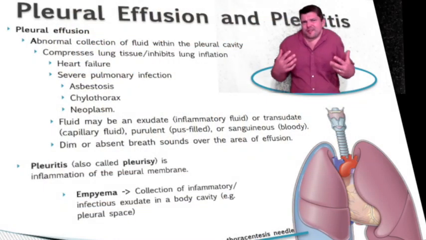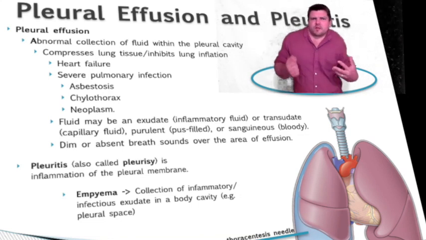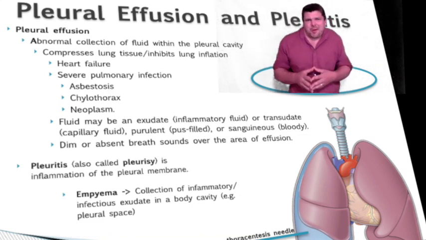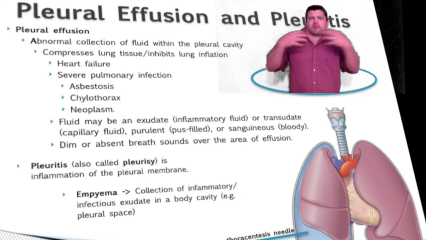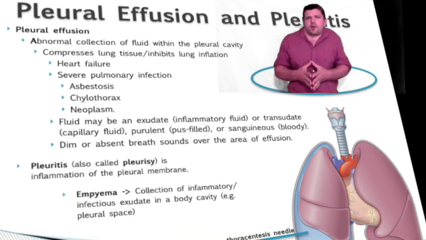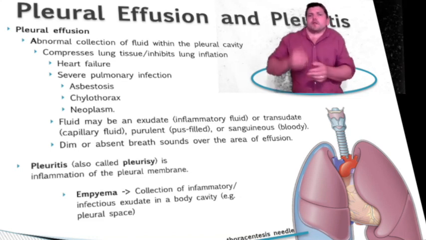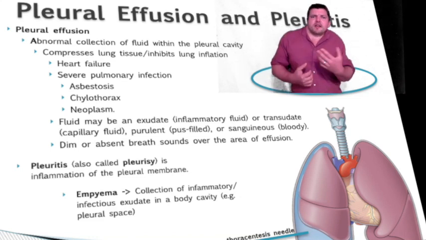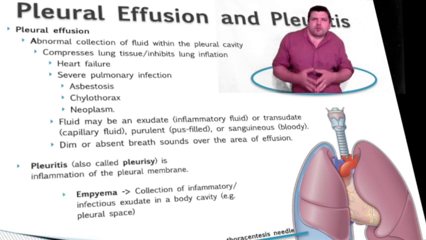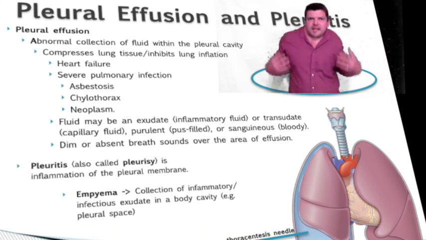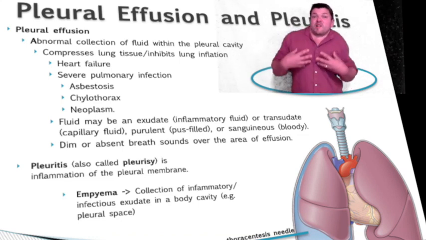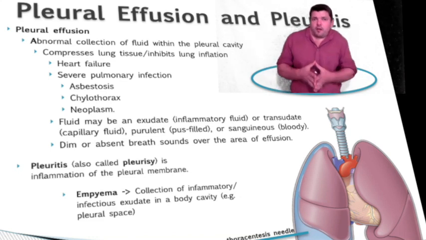Is pathology of the lungs limited to airspace disease? No. We have other structures within the thoracic cavity that can cause problems as well. Consider pleural effusions and pleuritis. Remember, the pleura are the linings around the lung between the lungs and the chest wall.